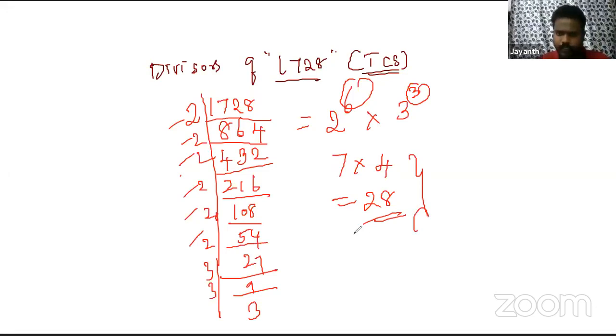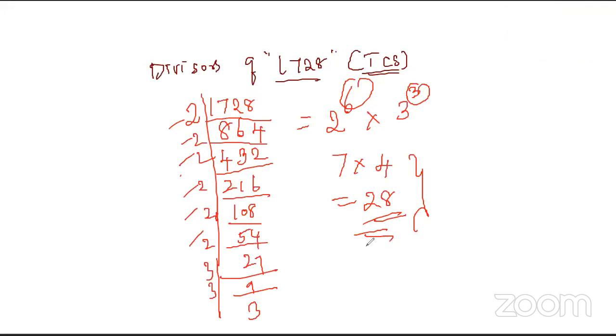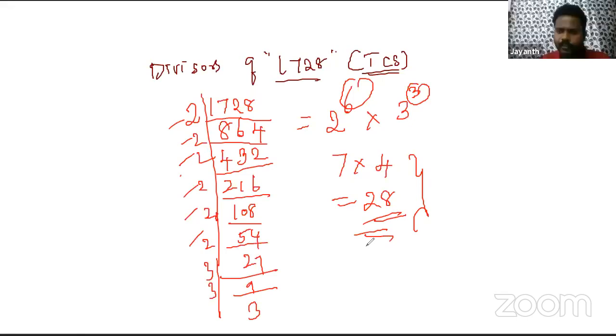Is that clear? All of you, is that clear? Yes, sir. Okay, fine. One more example. Do it fast. Find the number of divisors of 7200.